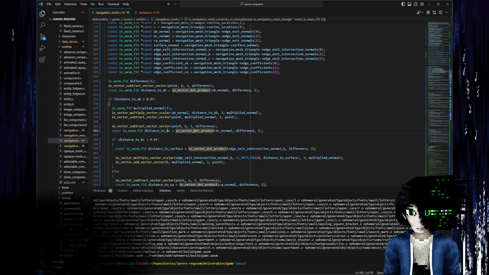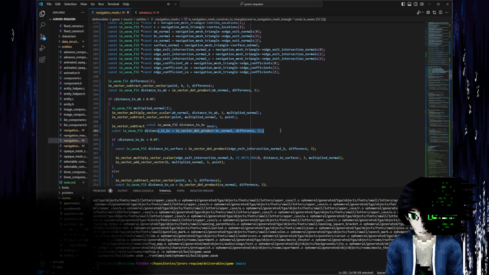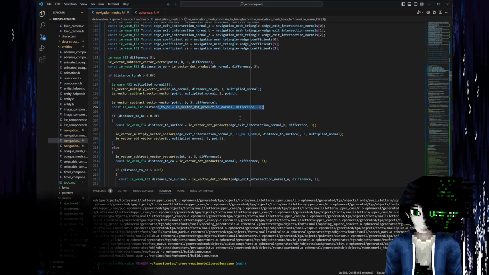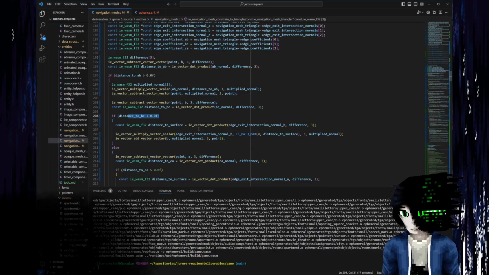We are then getting a fresh vector from B, and we're getting the distance. We're doing the same thing pretty much, just taking a dot product with the BC normal. If we're over, then we know at that point we are over vertex B. So we already have the difference to B.